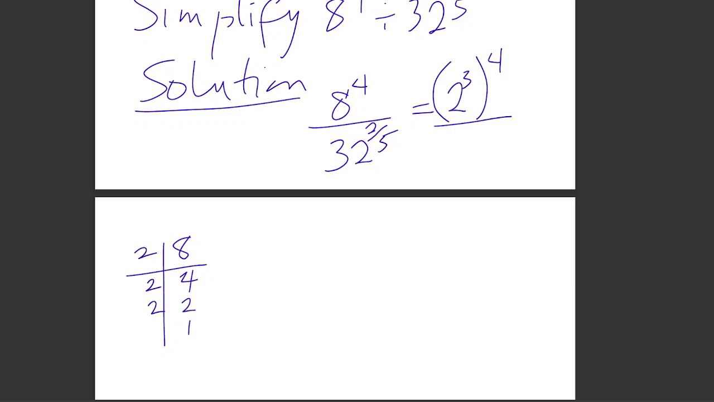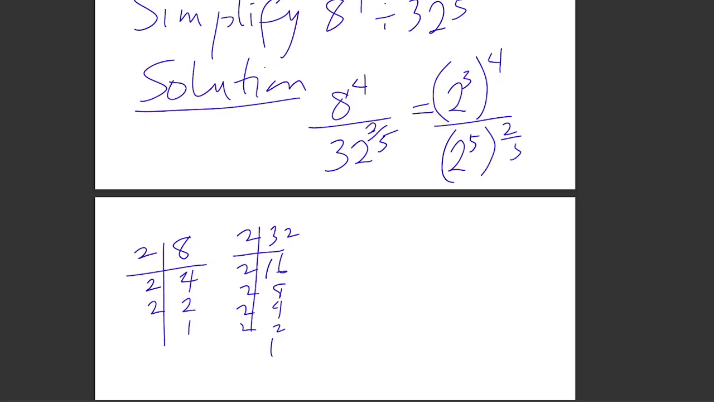All over, everything over. Then 32. You do the same thing for 32. Are you with me? So that is 2 here 16, 2 here 8, 2 here 4, 2 here 2, 2 here 1. That is 2 raised to power 5. Then raised to power 2 over 5. So now the next stage is for you.